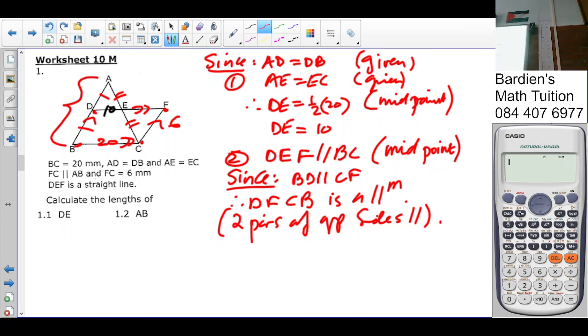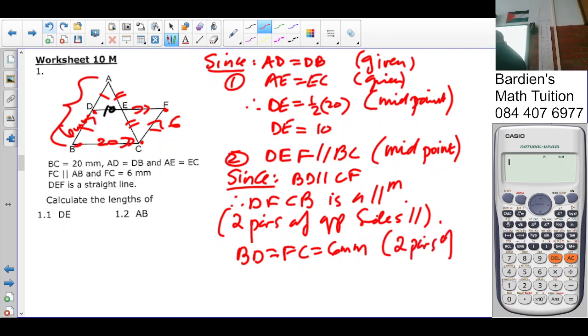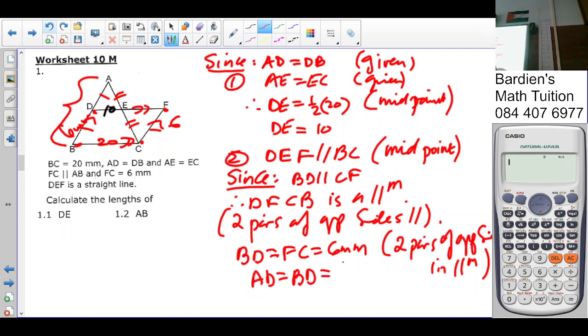So because this is a parallelogram, I can now say that BD is equal to FC, which is equal to 6 millimeters. Why is that 6 millimeters? Because two pairs of opposite sides are equal in a parallelogram. Why can I use parallelogram? Because I have proven it now. I've proven it is a parallelogram. So AD is equal to BD, which is equal to 6 millimeters. Why is that also 6 millimeters there?